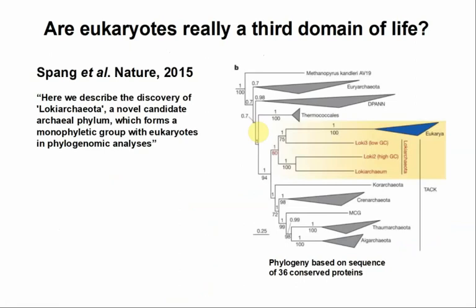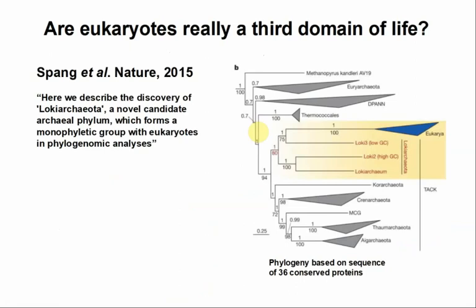and eukaryotes are very close to these Lokiarchaeota. So with more sampling, you don't really see eukaryotes as a third domain of life. You see them as a subgroup of the archaea. And that's very interesting because, you know the endosymbiotic theory for the origin of eukaryotes, the mitochondria come from some kind of proteobacterium. So what was the other partner, okay?